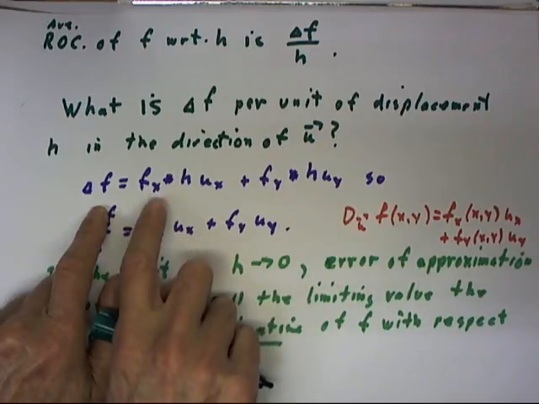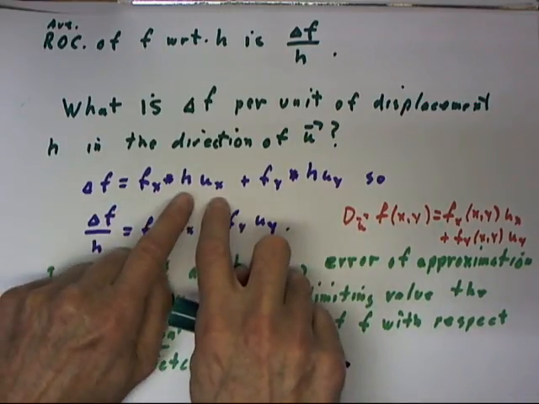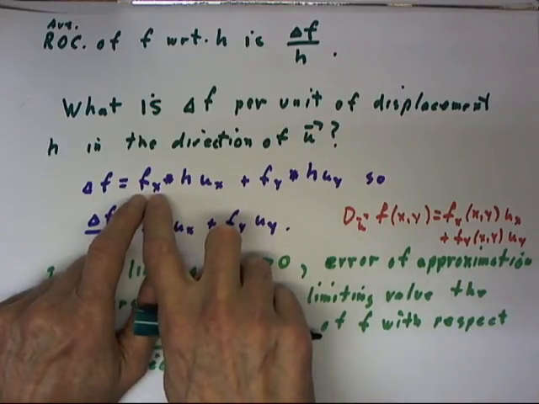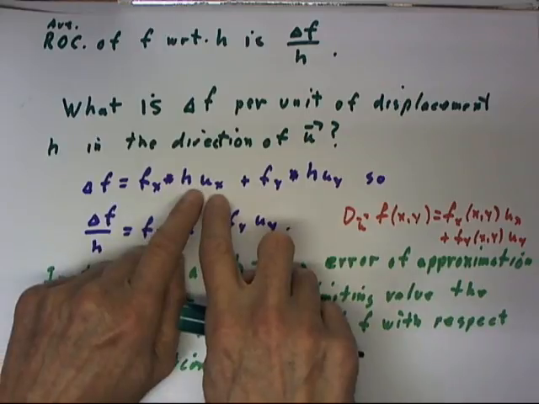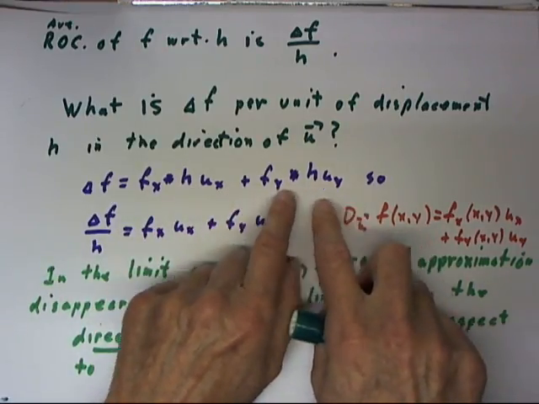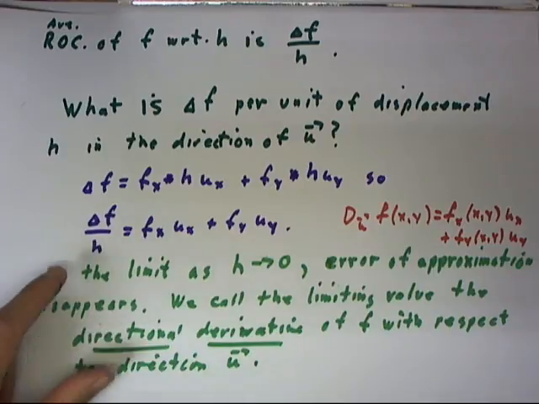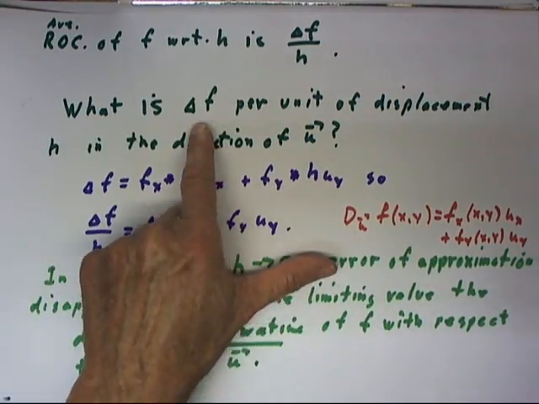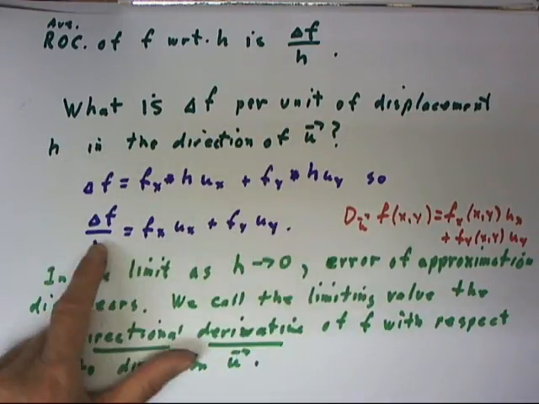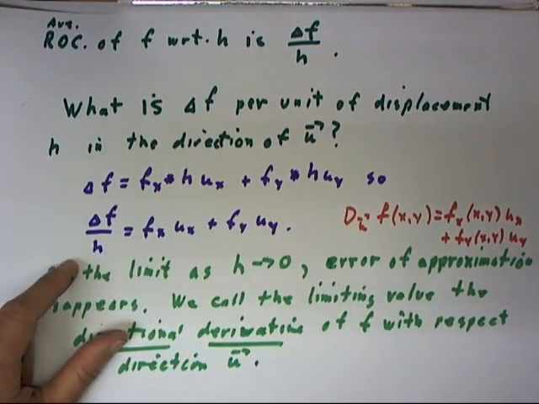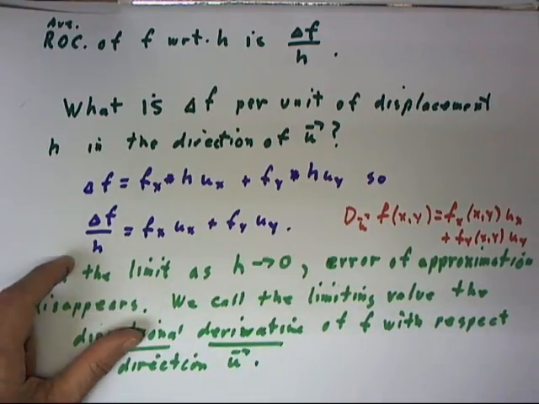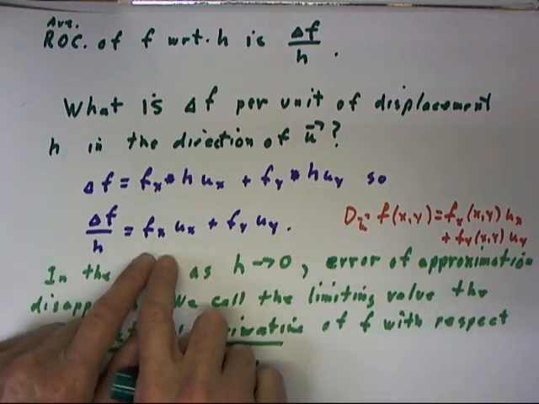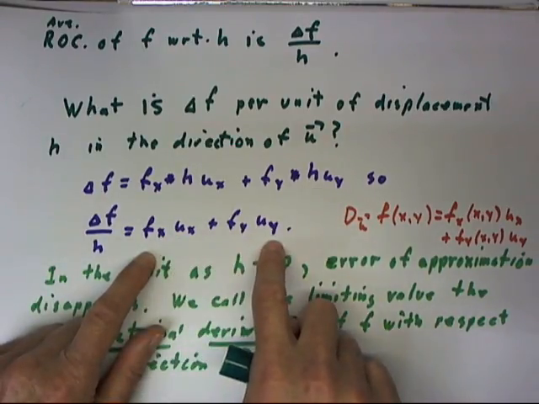Well, delta F, as we've seen, is fx times h ux, rate of change of F with respect to displacement in the x direction times displacement in the x direction, and the same for the y direction. So delta F over h, which is the change in F per unit of displacement in the direction of u, change in F divided by the displacement, simply dividing through this expression by h, we see that that's fx ux plus fy uy.